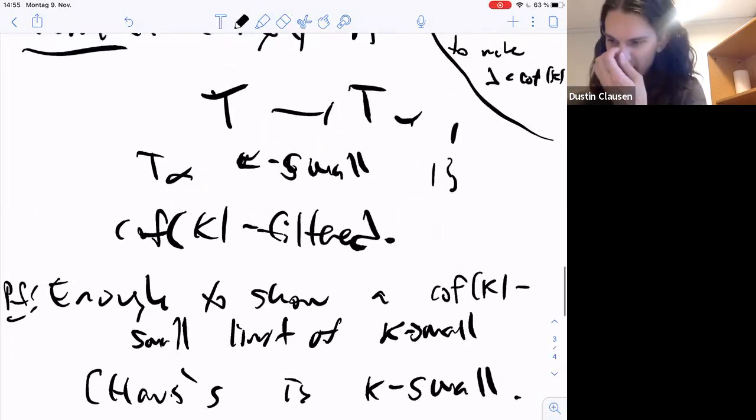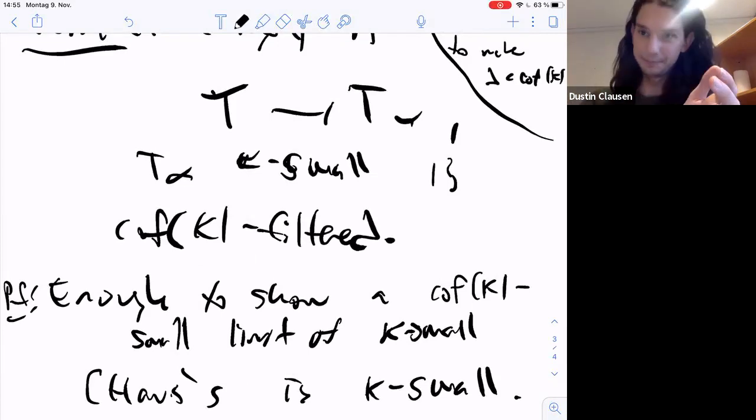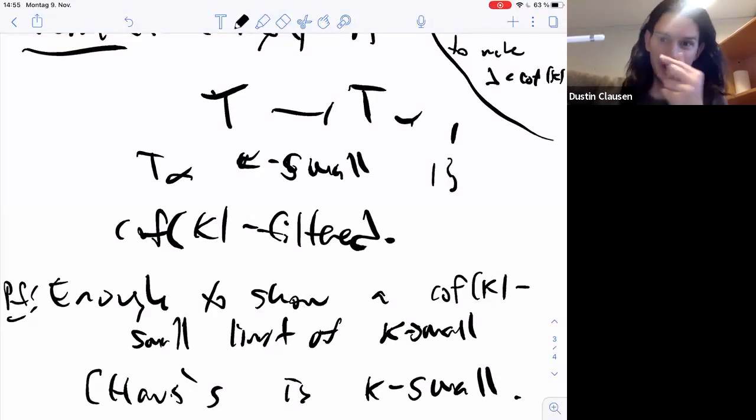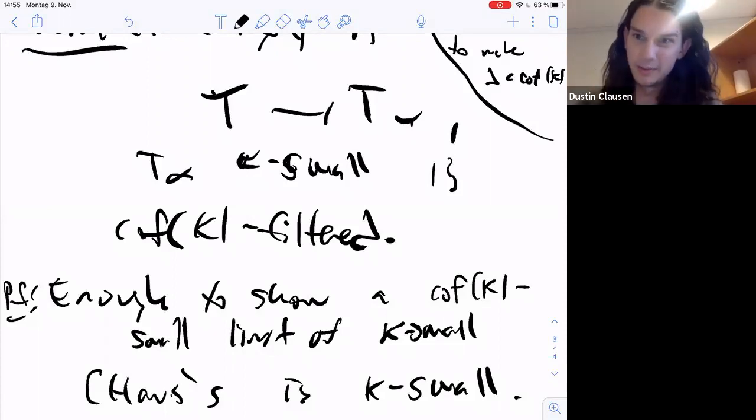Why? Because we give ourselves a diagram like this of maps from T to some T alpha. Then we take the limit over it, and by our claim that's going to be kappa small. It's not necessarily extremely disconnected, but we already know we can surject onto that from extremely disconnected, and that makes a cone for our diagram. So it's not a limit cone, but it doesn't have to be a limit cone. It only needs to be a cone to satisfy the definition of the colimit diagram being co-filtered.